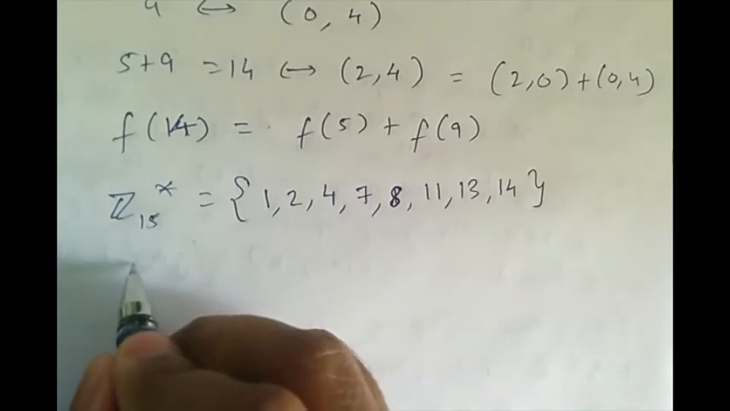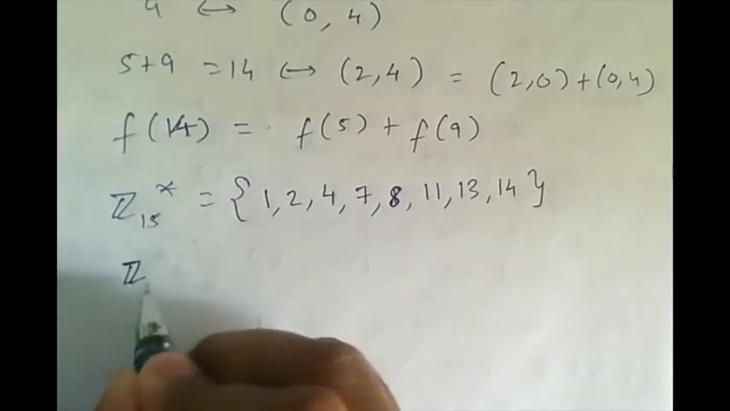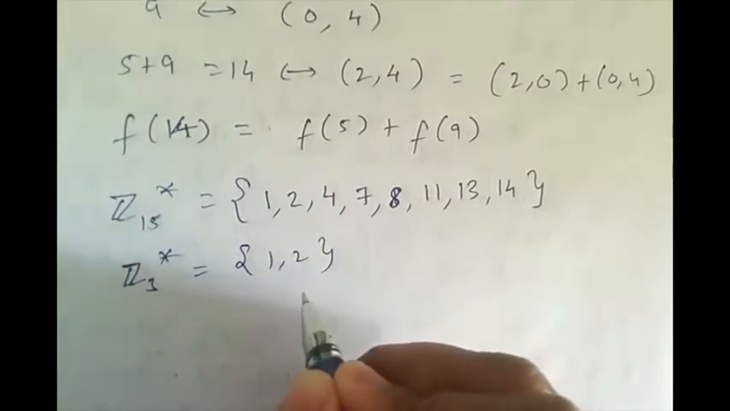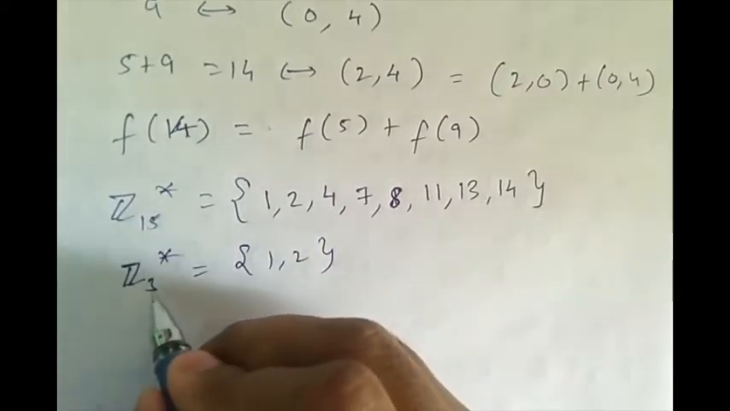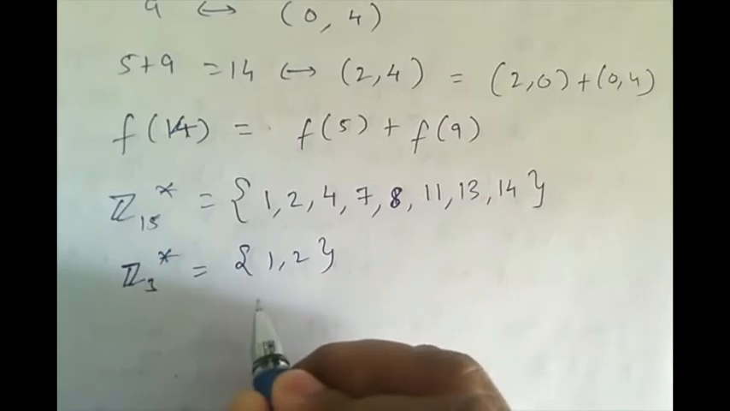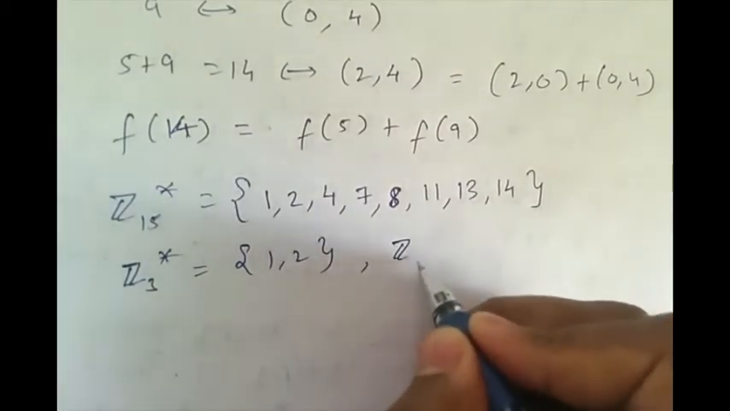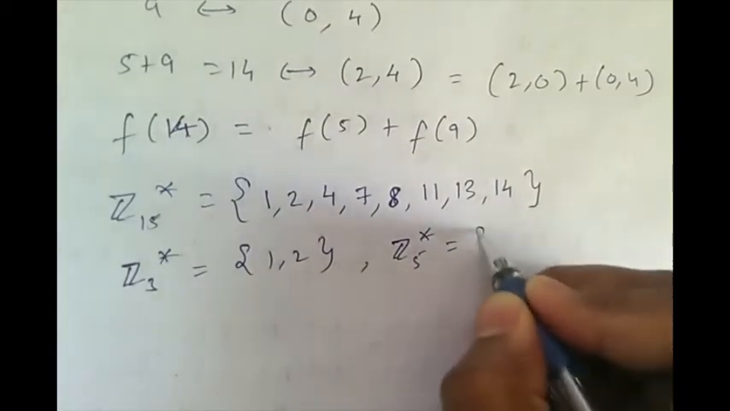Okay. And Z3 star is going to be just 1 and 2, because in the last lecture we saw that when the modulus is prime, and 3 is a prime, then Zp star will be all the integers 1 to p minus 1. So Z3 star is that, and Z5 star is similarly 1 to 4.